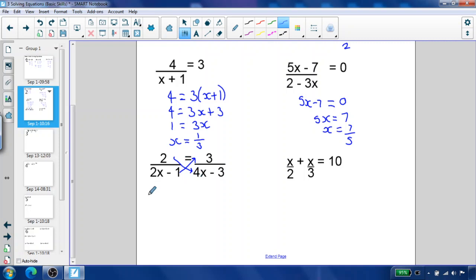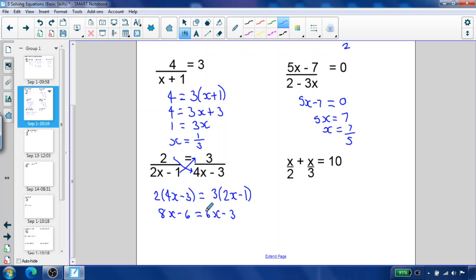So 2 multiplied by 4x minus 3 on this side, and 3 multiplied by 2x minus 1 on this side. And if you feel like you want to go ahead and do the longer version, you should still get to this step. So now I'm going to expand out. I'm going to have 8x minus 6 is equal to 6x minus 3.